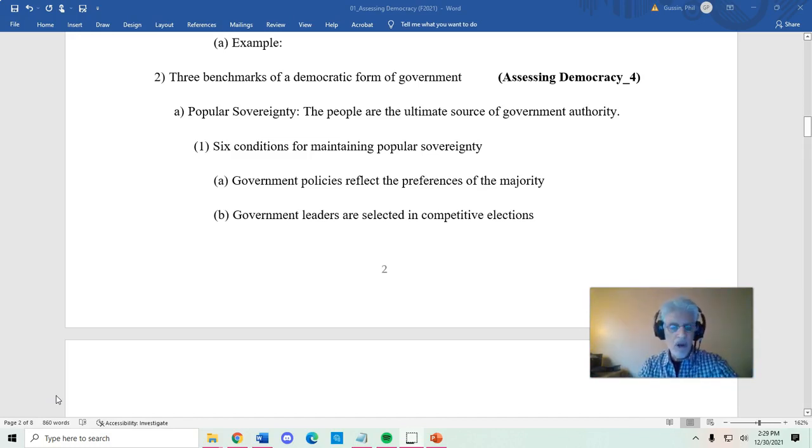Second, our government leaders need to be selected in competitive elections. And we certainly have competitive elections. But one thing I want to remind you about now, and have you think about now, is that there are a whole bunch of government leaders that you don't vote for, that we don't vote for. For example, for those of you who voted in the last election, who did you vote for Supreme Court? Right? You didn't vote for Supreme Court. That's not on the ballot.